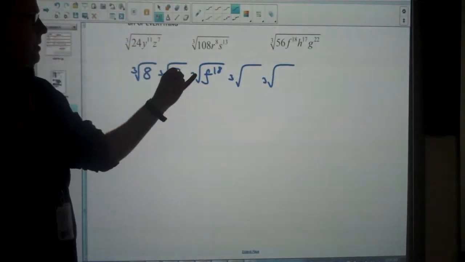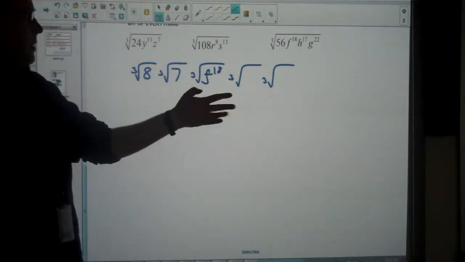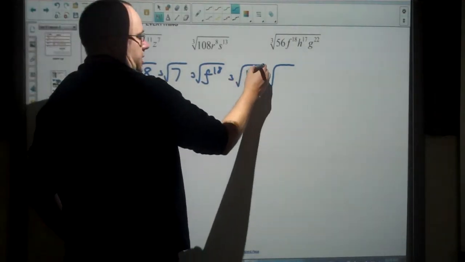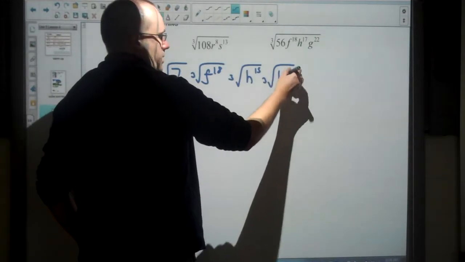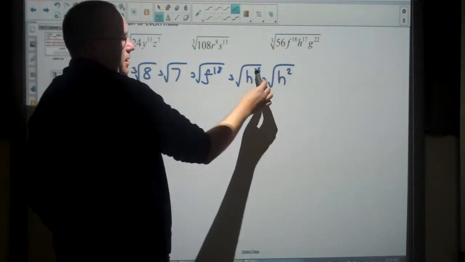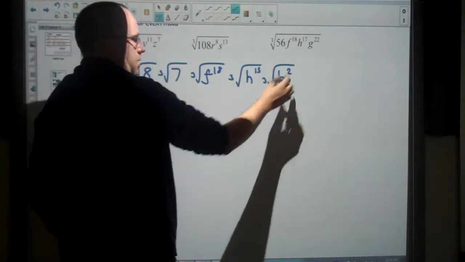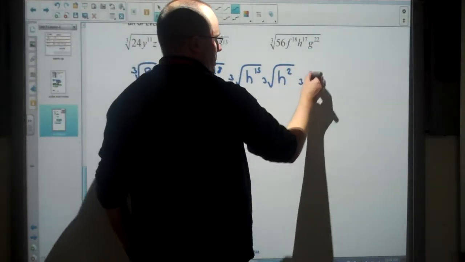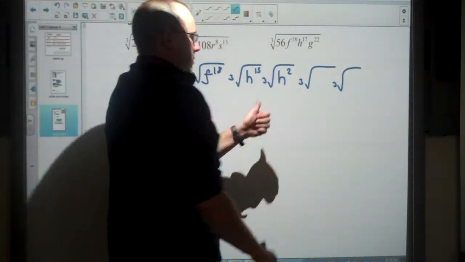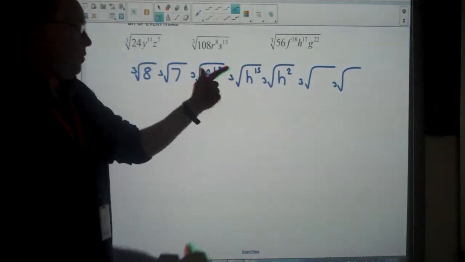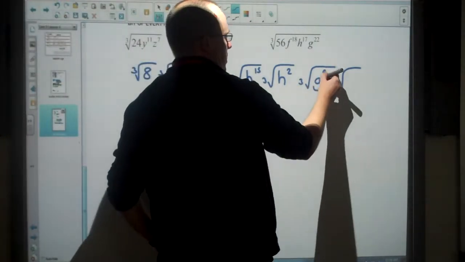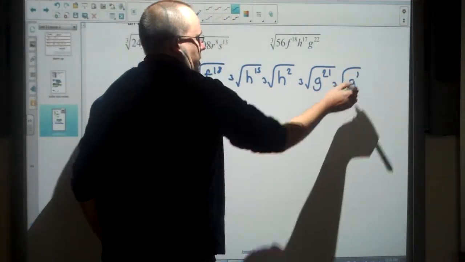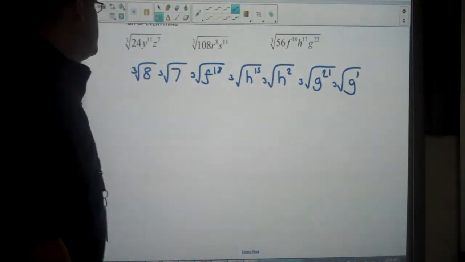So if we count up, 3, 6, 9, 12, 15, that would work pretty good. So I can go h to the 15, and then h to the 2. The reason I choose 2 here is 15 plus 2 is 17. And then for 22, that's also not a multiple of 3. So 3, 6, 9, 12, 15, 18, 21. And then g to the 1, because 21 plus 1 is 22.